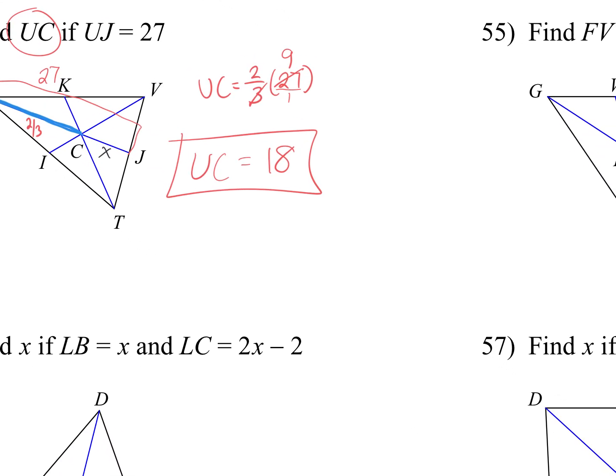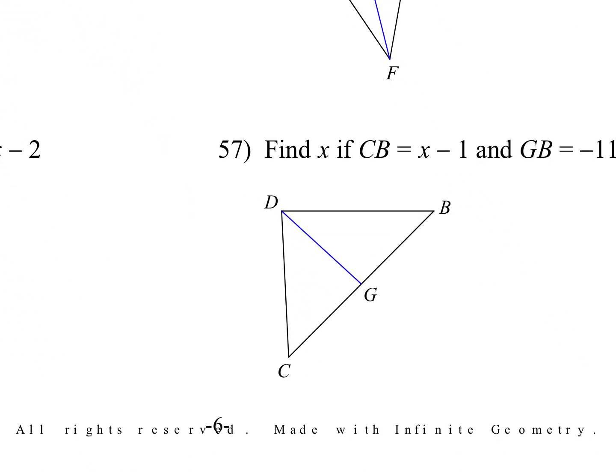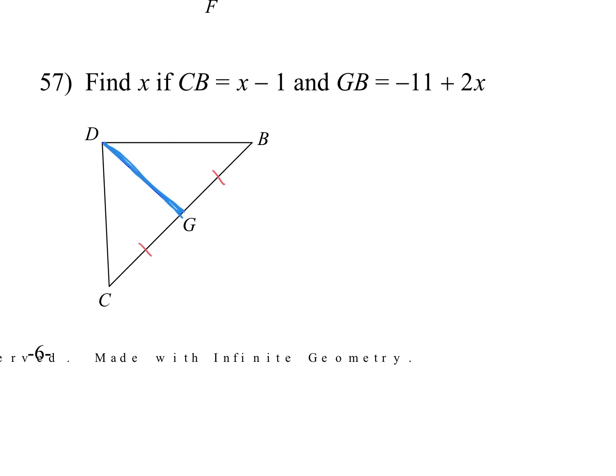57. In the directions, it told us that we have a median. What does a median do? Right, it splits that side in half. Does a median split an angle in half? No. Okay, so all this is telling us is that these two sides are equal to each other.